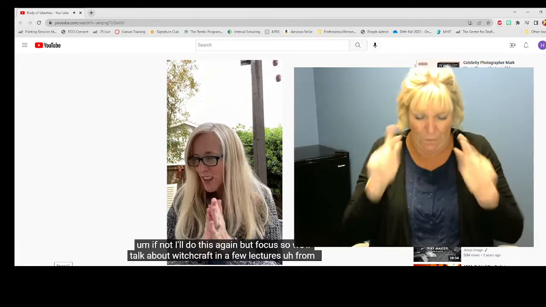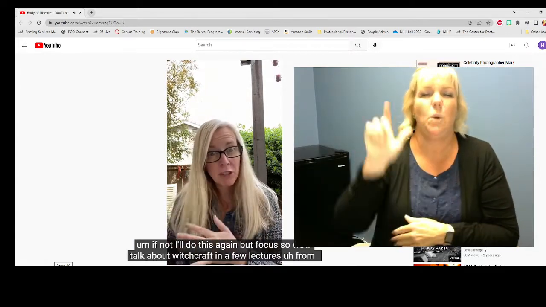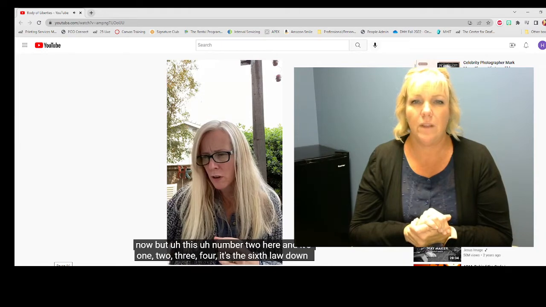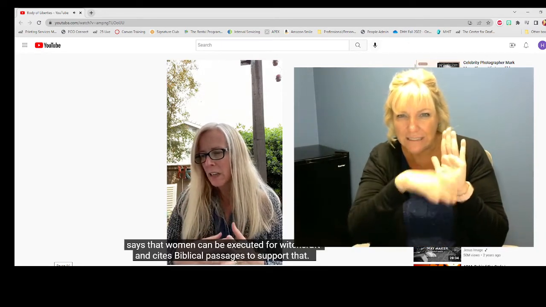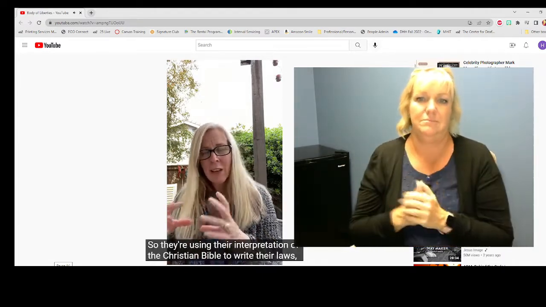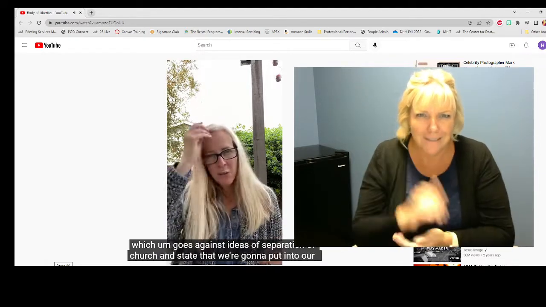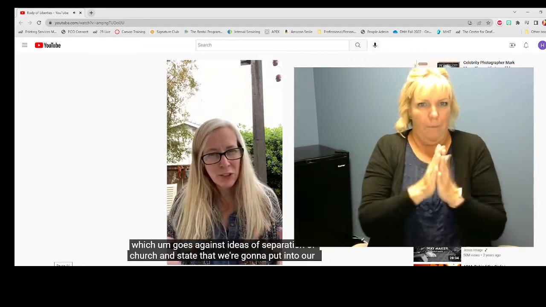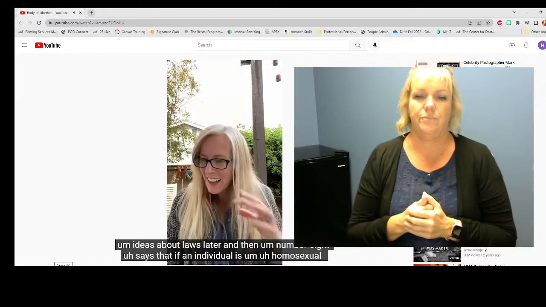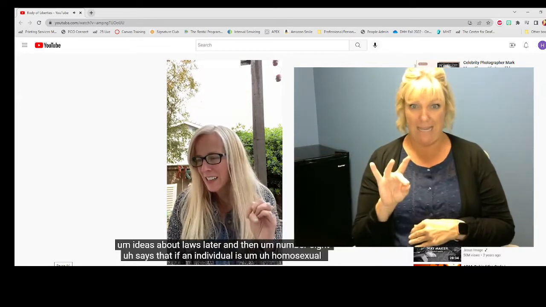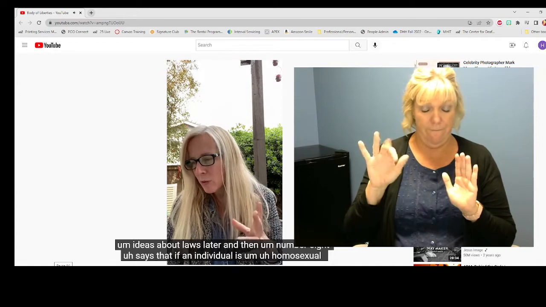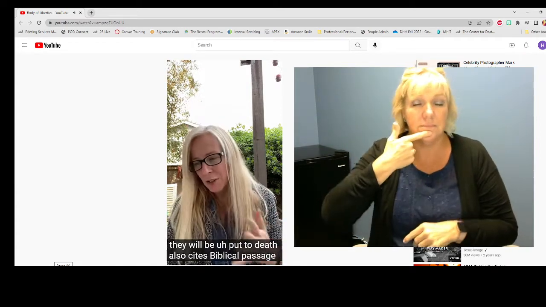Focus. So we'll talk about witchcraft in a few lectures from now, but this number 2 here, it's the 6th law down, says that women can be executed for witchcraft and cites biblical passages to support that. So they're using their interpretation of the Christian Bible to write their laws, which goes against ideas of separation of church and state that we're going to put into our ideas about laws later. And then number 8 says that if an individual is homosexual, they will be put to death, also citing a biblical passage.